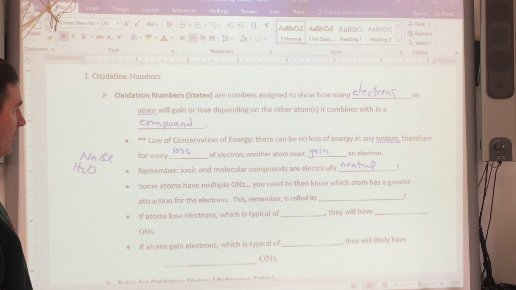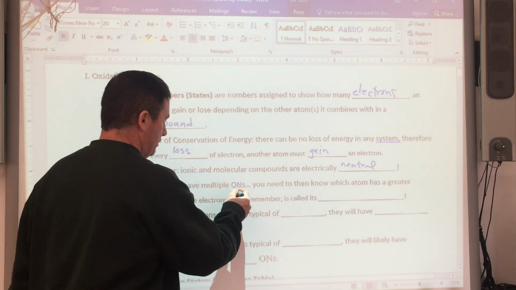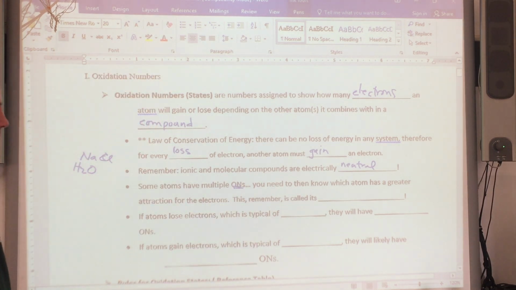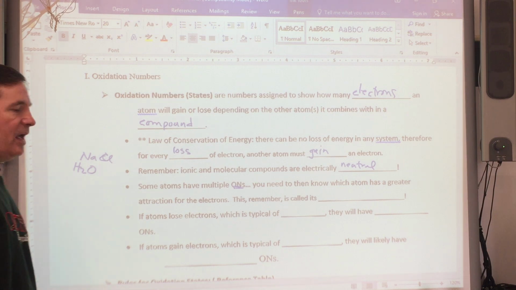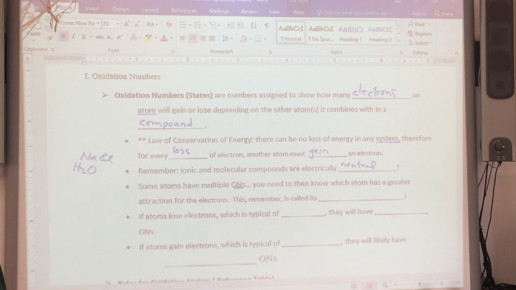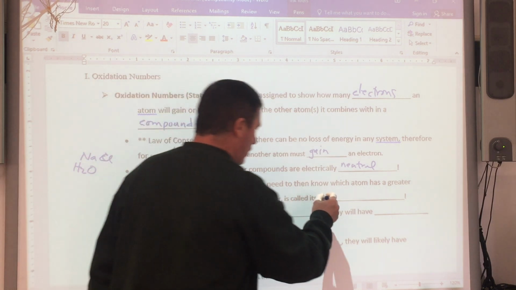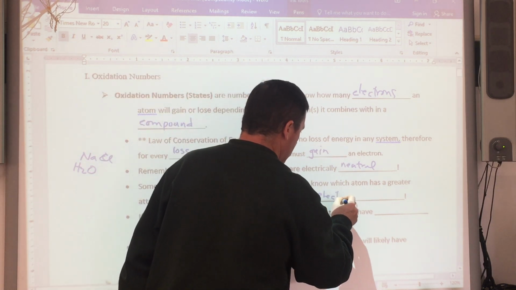Some atoms have multiple oxidation numbers. And what do you do then? Really, you have to find out which atom in the compound has the greatest attraction for the electrons. Remember, this is called its electronegativity.